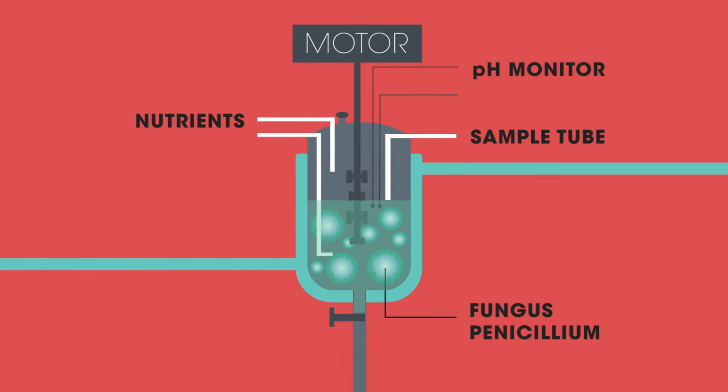1. pH. This is maintained at approximately pH 6.5 to allow the fungus the optimum pH to grow. It's monitored by the pH probe.